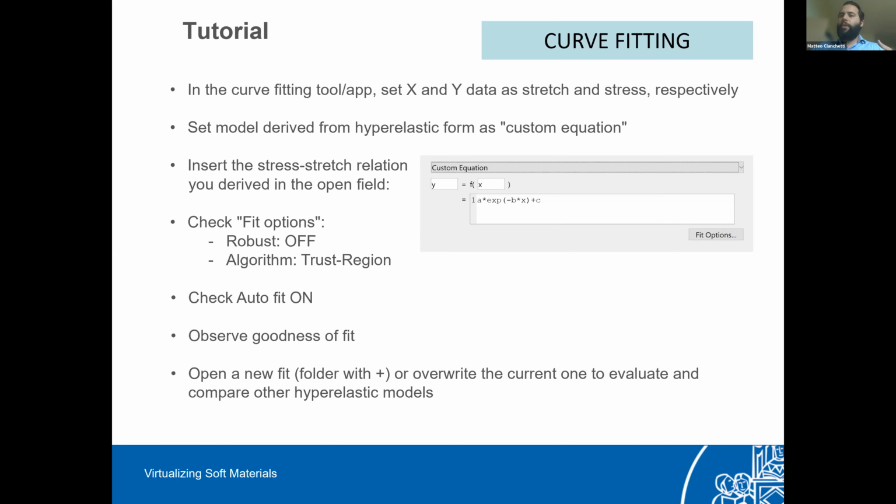Then you can go to another model, and you can repeat all the steps that we saw so far in a new fit. So just click on the plus sign that you will see in the upper part of the tool, or you can also simply overwrite the current equation that you set in the field, and evaluate a new model fitting.